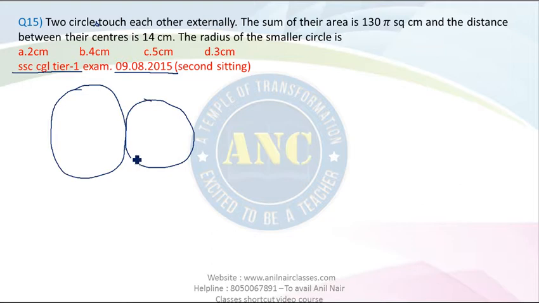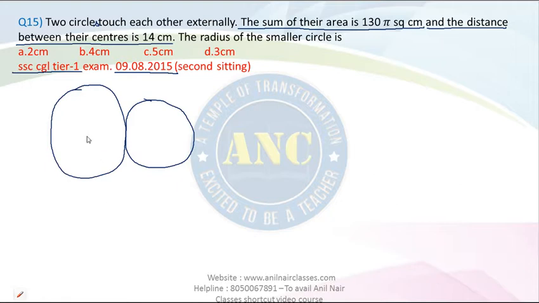Too much worry is also not required. Forget about drawing the diagram to scale. So there are two circles touching externally. The sum of their areas is 130 pi square centimeter and the distance between their centers is 14 centimeters.